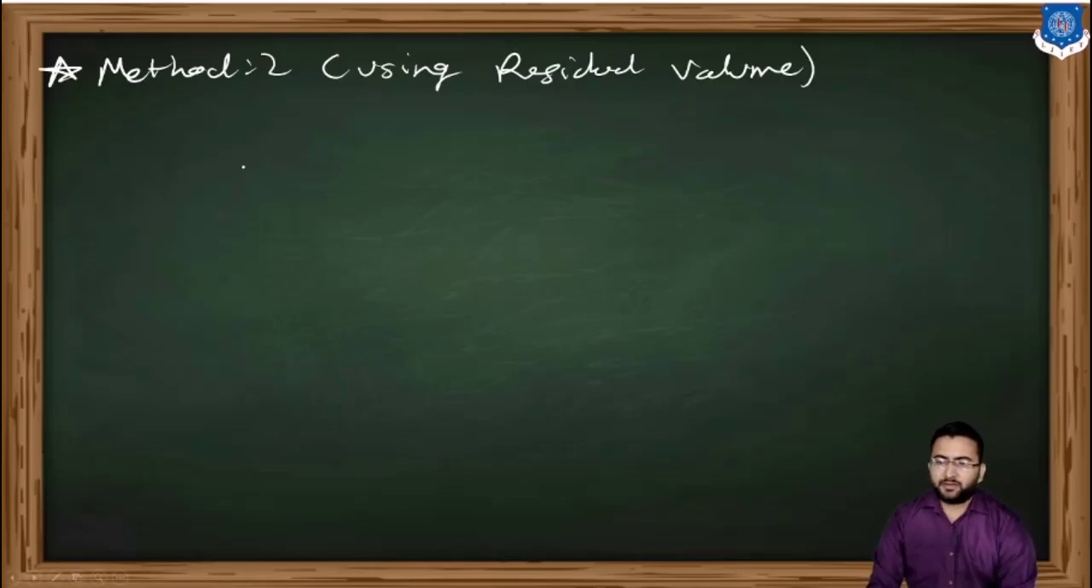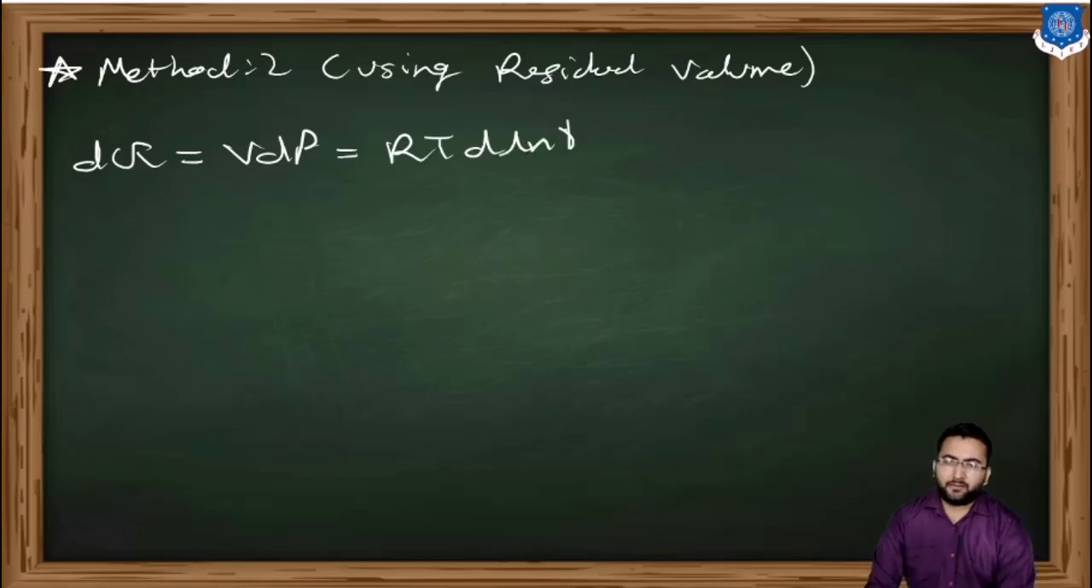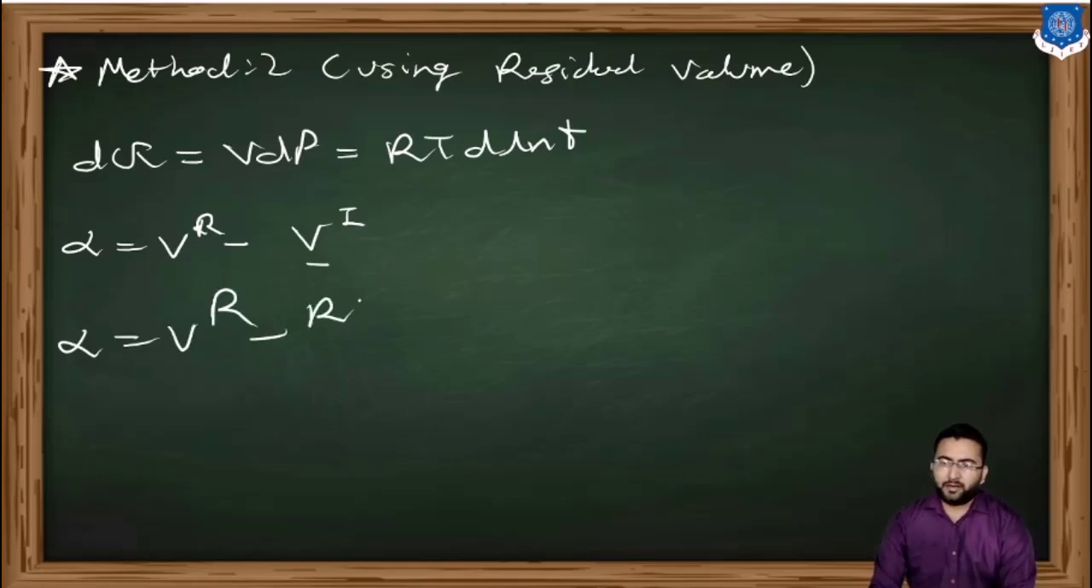So the fugacity of a gas can be defined by dG = V dP = RT d ln f. The residual volume alpha is defined as the difference between the real volume and the ideal volume. So we can say that alpha is equal to real volume minus ideal volume. If we apply an equation of state instead of this V, then we can replace this V by RT upon P.